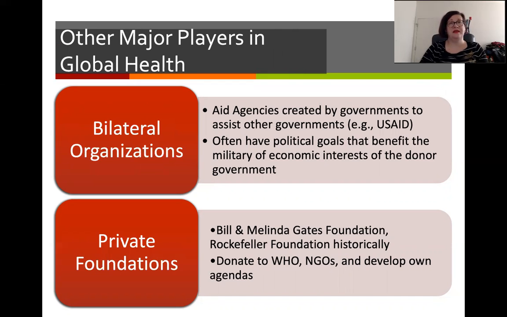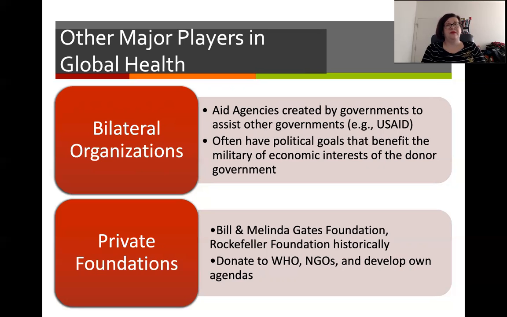Bilateral organizations are aid agencies that are created by governments to assist other governments. The U.S.'s bilateral aid organization is the United States Agency for International Development, or USAID. Most major bilateral organizations give a substantial proportion of their funding to health programs. Bilateral organizations often have political goals. The United States government's biggest health aid recipients, for example, include Afghanistan, Pakistan, Jordan, Ethiopia, Haiti, Kenya, and Iraq. These are not necessarily the countries that need aid the most, but rather they are the ones where the U.S. has strategic, diplomatic, or military interests.